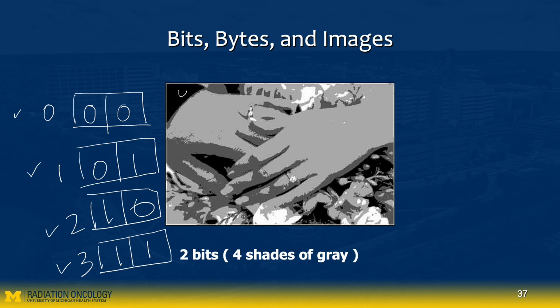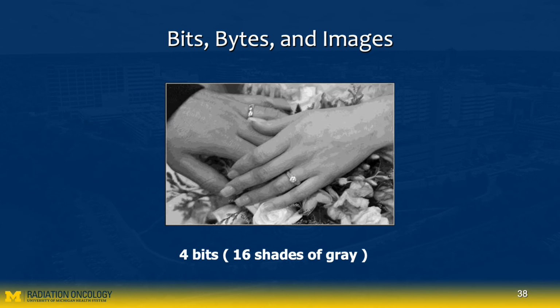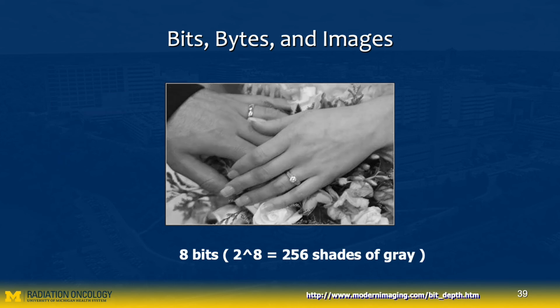But let's increase our depth range. So this is 4 bits. By making room for 4 bits, you have 16 shades of gray, so 2 to the 4. The total of 16 shades of gray. As you increase the bits, in this example it's 8 bits, 256 gray shades. You can really appreciate that this is a much better image than the previous examples.